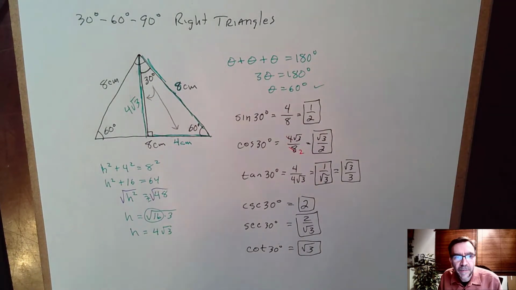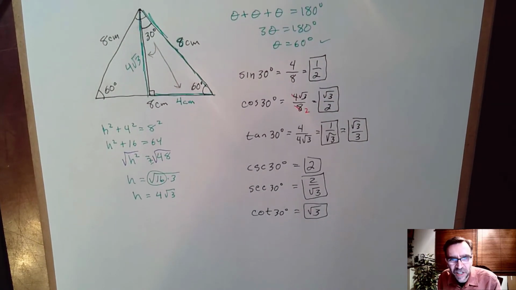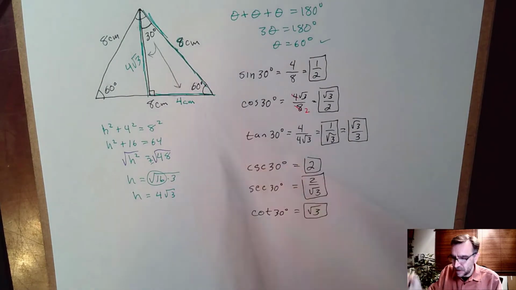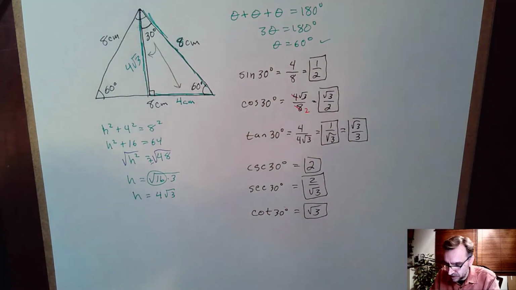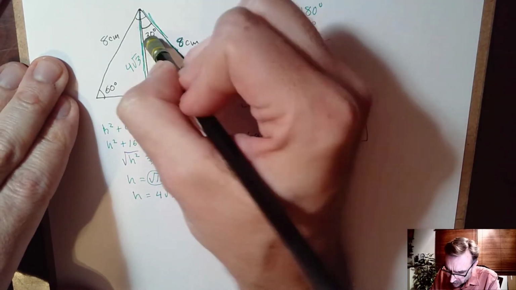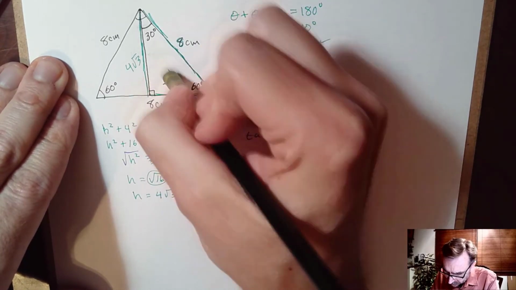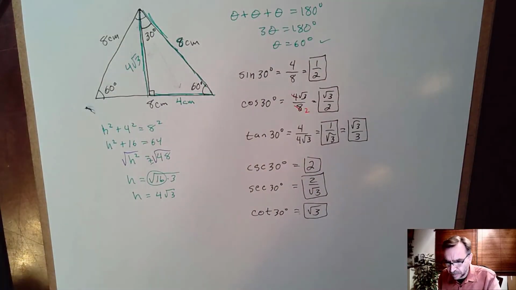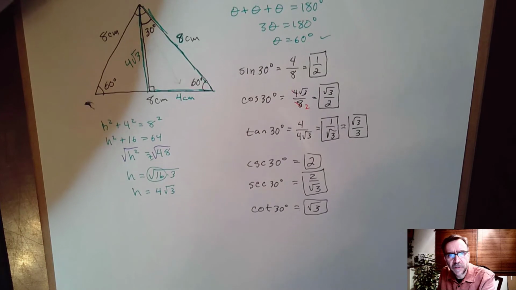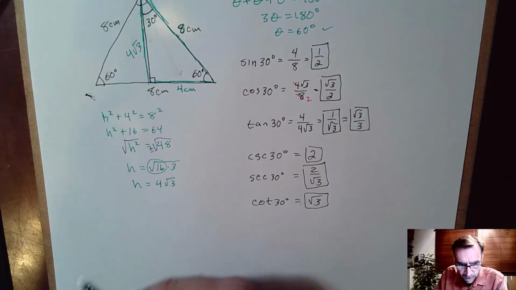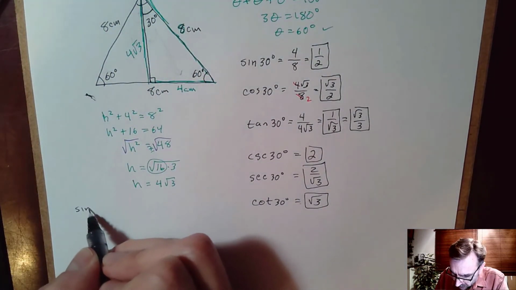Oh, wait a minute. That's just 30 degrees. Let's use the same construction to find all 6 trig ratios for 60 degrees. That's next. Okay, so we can do that really quick. Let me give myself a little more room over here. Squeeze it in. So now I'm looking at 60 degrees.